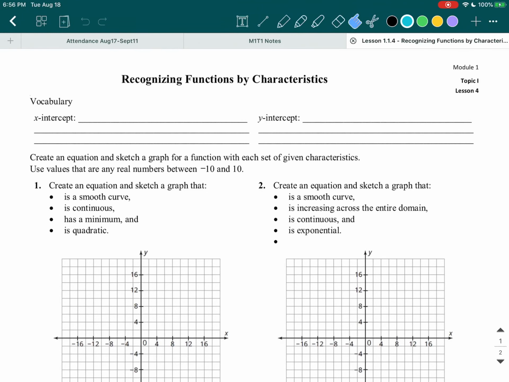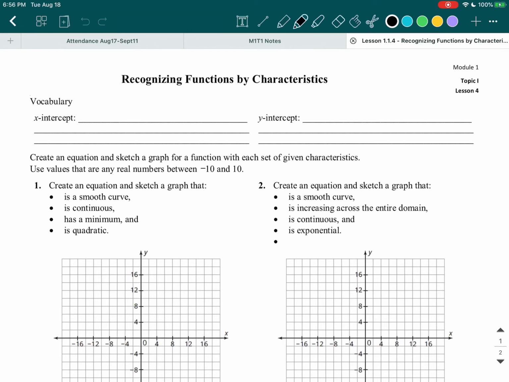Alright, today we're going to be learning to recognize functions by characteristics. That means we are going to get to create our own equations and graph them, okay? So today is actually kind of fun. You get to be a little bit more creative. So let's start off with some vocabulary. I want you to know what an x-intercept and a y-intercept is.